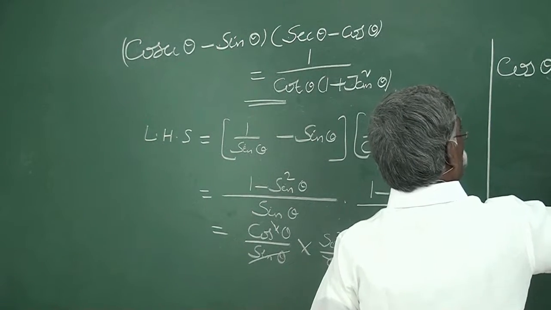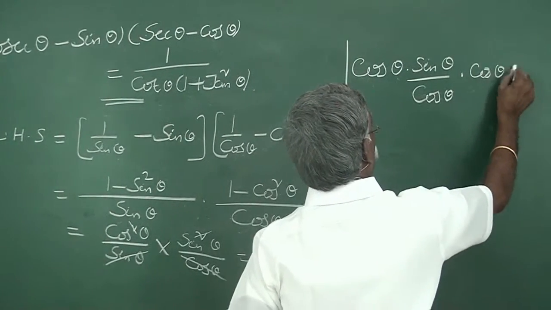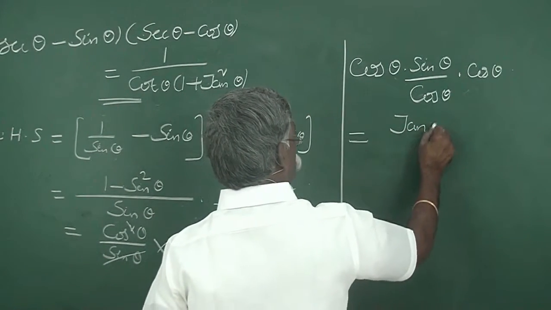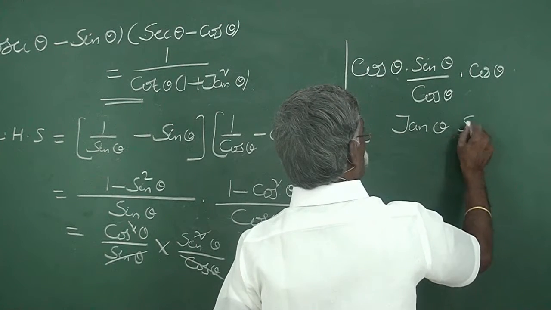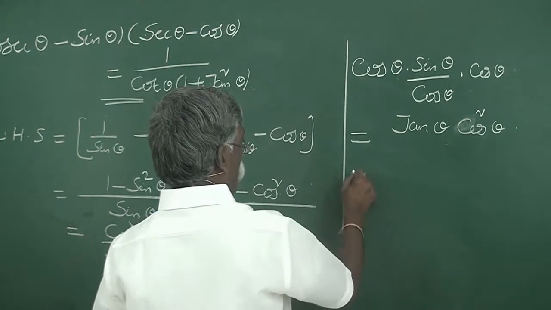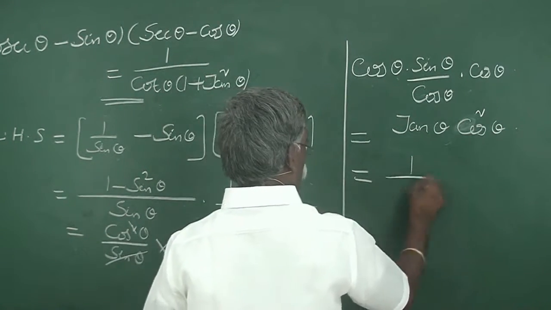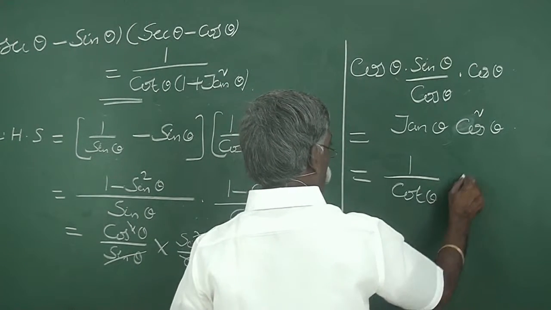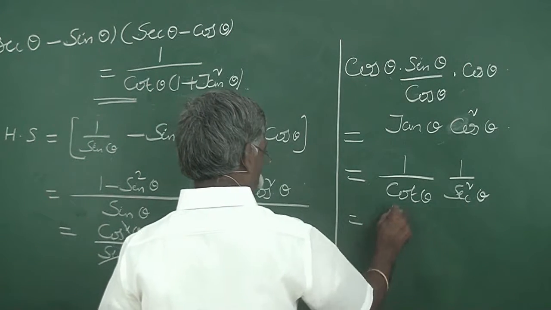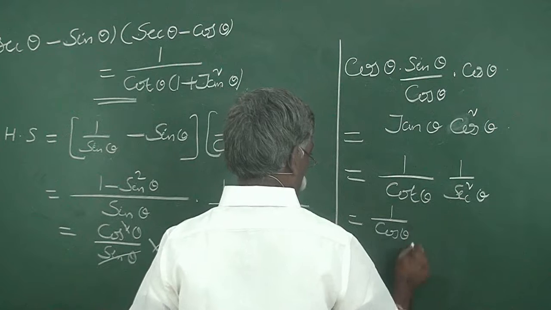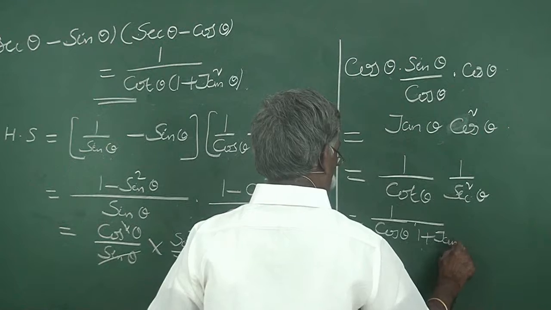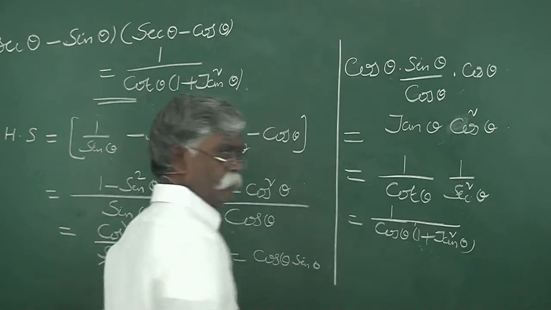This we will divide by cos theta and multiply by cos theta. Now this sin theta by cos theta becomes tan theta. Cos theta into cos theta is cos square theta. Now if we bring this into the denominator, it becomes 1 by cot theta, and this becomes 1 by secant square theta. Therefore this is 1 by cot theta into secant square theta, which can be written as 1 plus tan square theta.